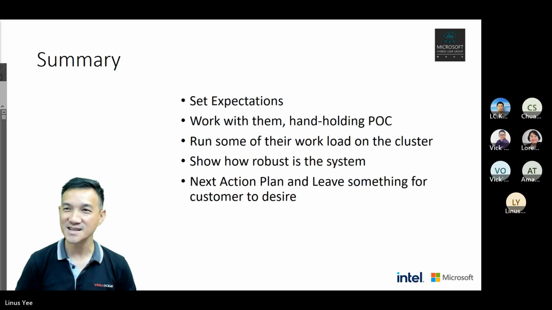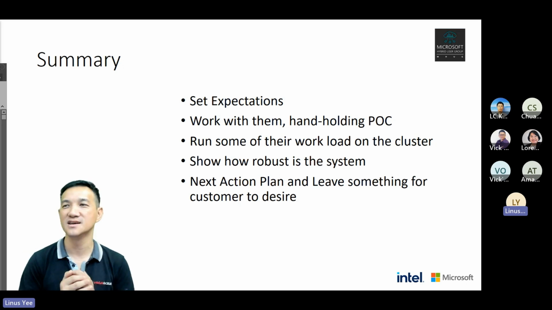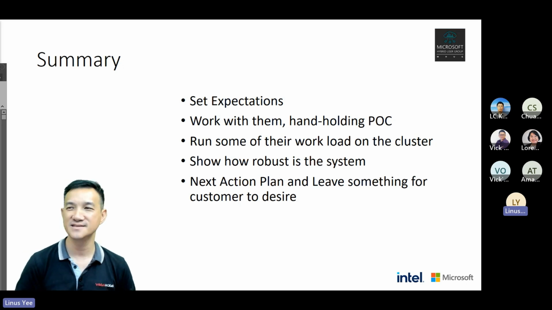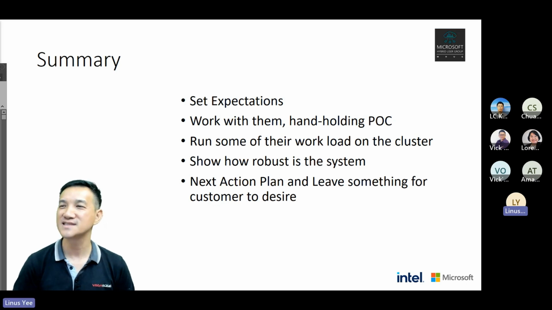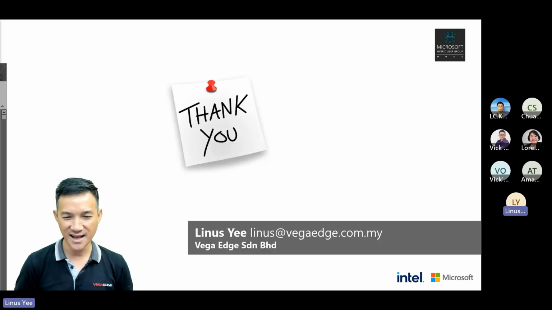So this is a summary: set expectation, do the work, show them how robust the system is, and then execute the next action plan. And so that leaves some for them to want more. Okay, so that is all of my sharing for today. I'd like to pass it back to Amar.